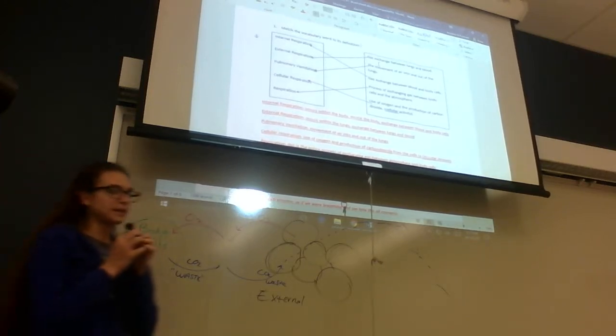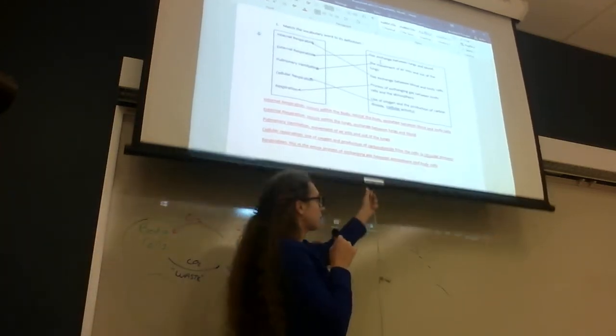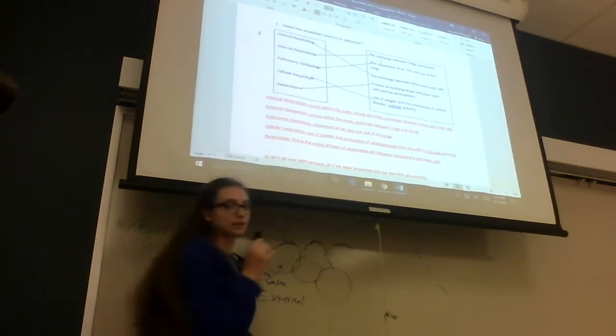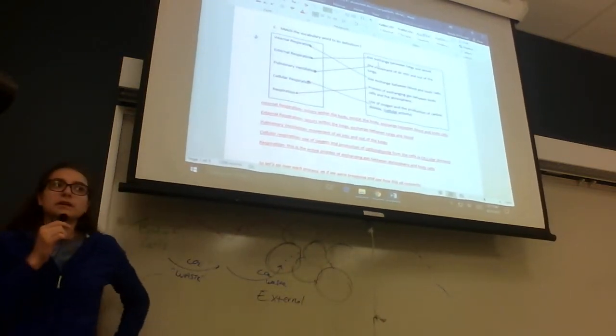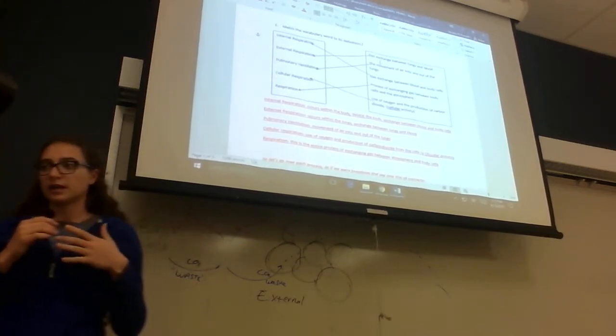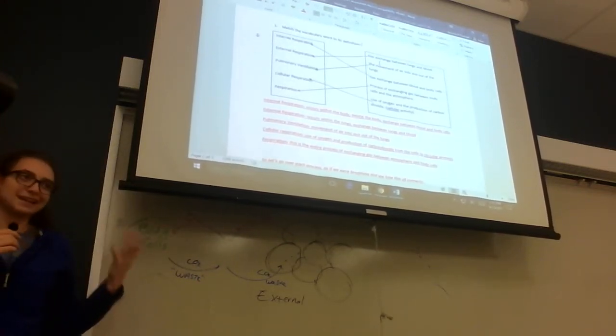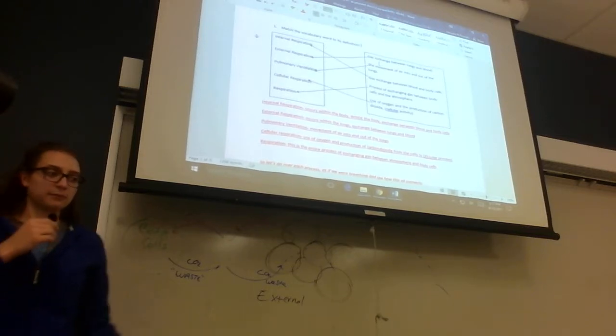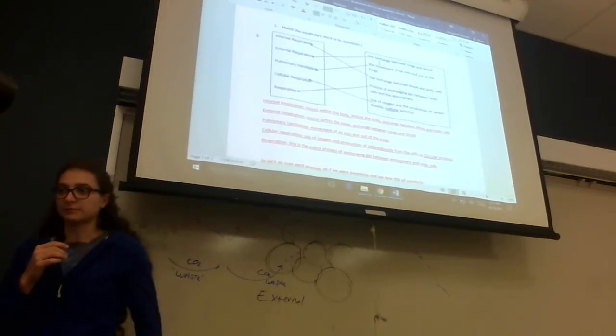So to ventilate means to breathe. And pulmonary means lung, so it's basically the breathing of your lungs. It is the movement of air in and out. So, yeah, just breathing. That's pulmonary ventilation.